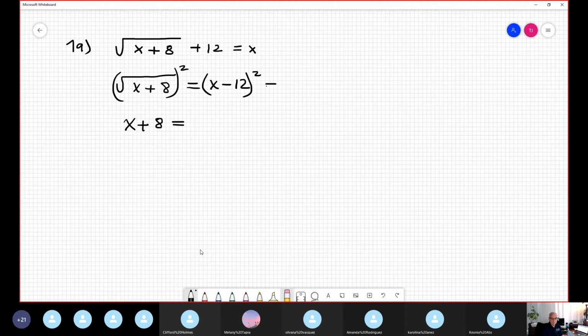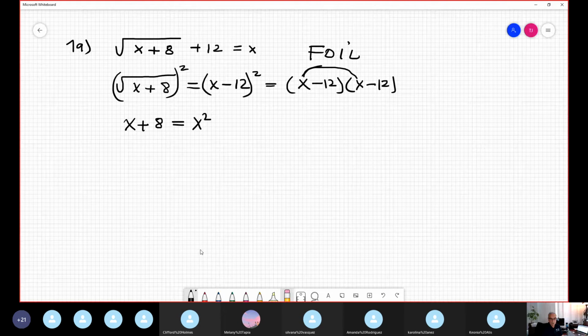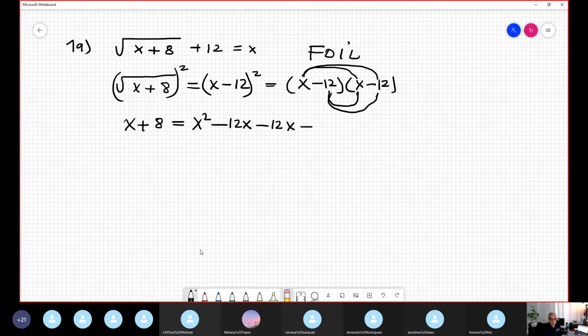And now multiplication. You foil. X times x is x squared. X times minus 12 is minus 12x. And minus 12 times x is minus 12x again. And minus 12 times minus 12 is plus 144.